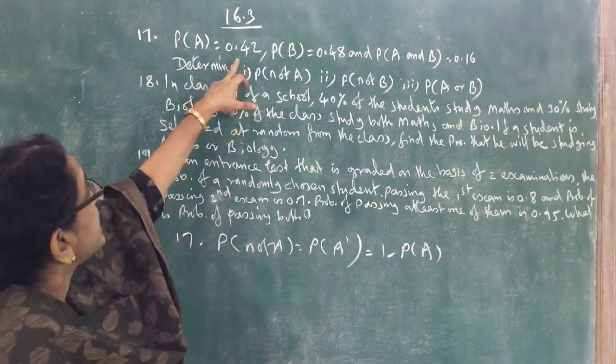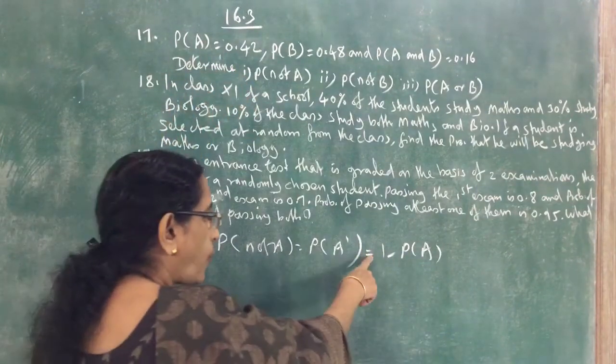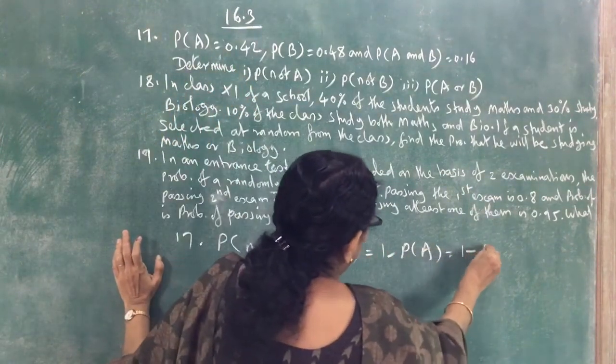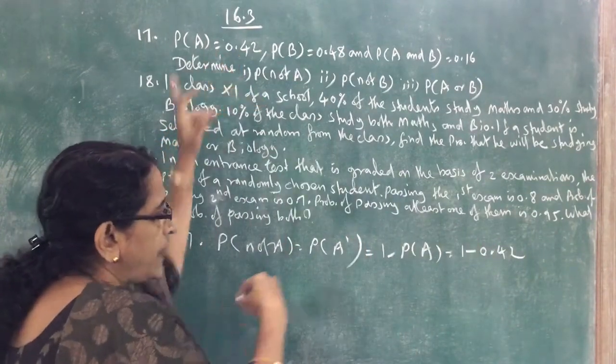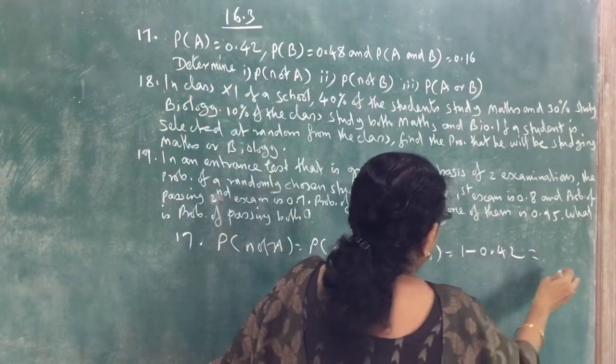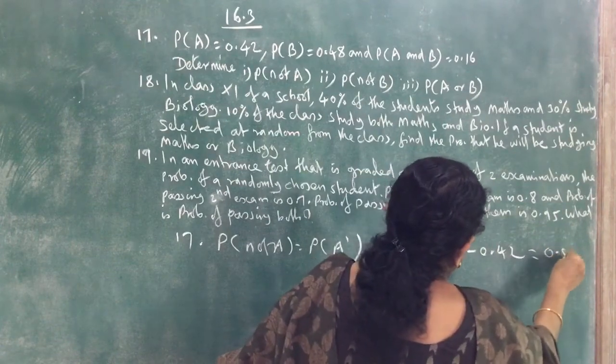And probability of A is given 0.42. So 1 minus probability of A means 1 minus 0.42. That is equal to 0.58.